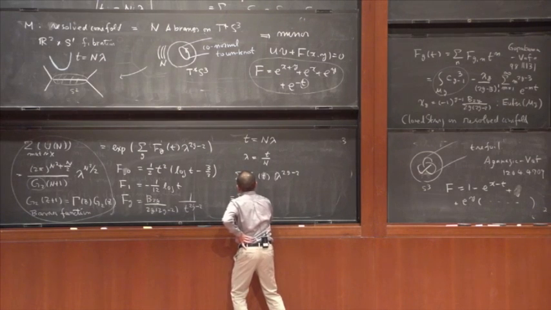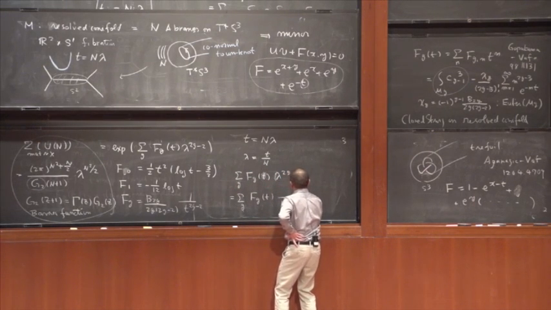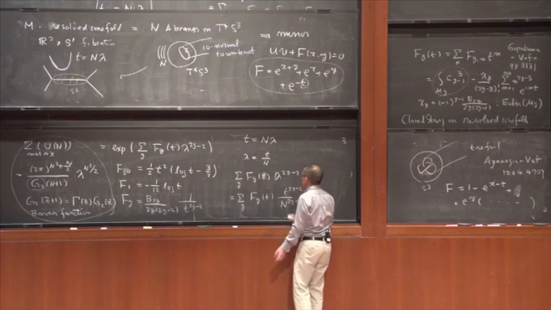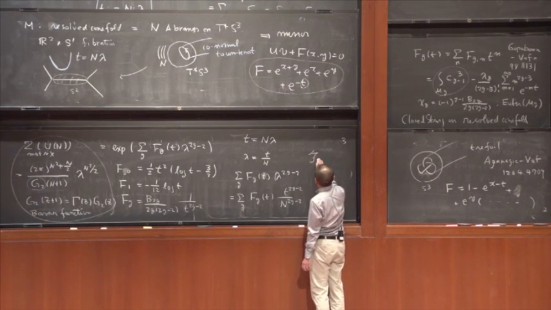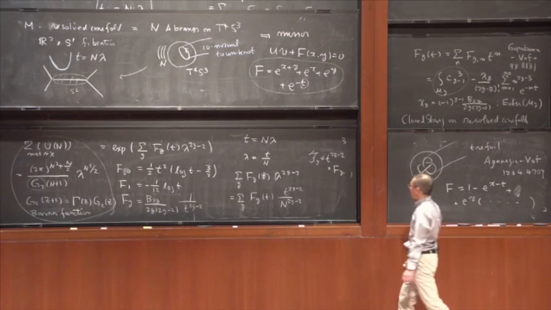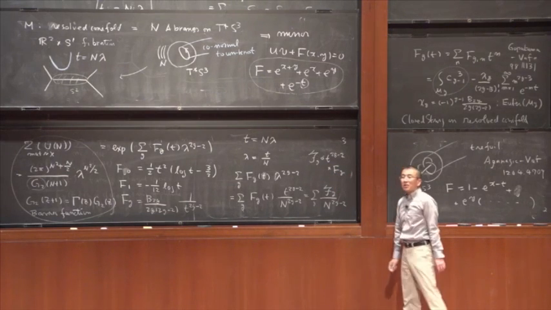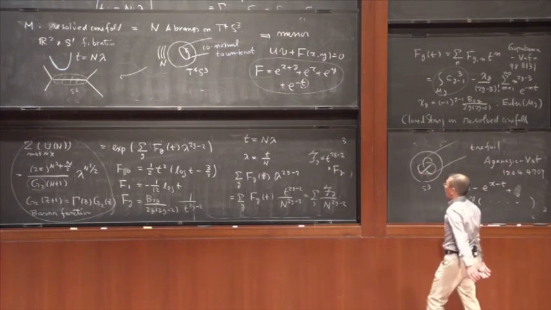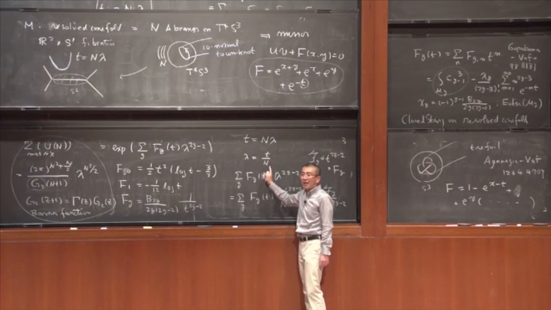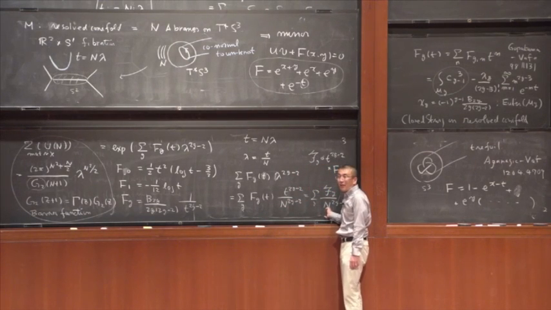As a 1 over n expansion, because trivially, this is n to the 2g minus 2 times t to the 2g minus 2. So often, it is written that F_g is equal to t to the 2g minus 2 times this, the calligraphic F_g, this solid F_g. Then you can write this thing as calligraphic F_g divided by 1 over n to the 2g minus 2. So this looks like a 1 over n asymptotic expansion. If you keep t finite and take large n, it is the same as small string coupling constant. Okay. So in this case, this is an asymptotic expansion in 1 over n.